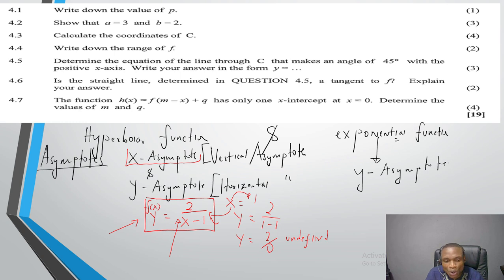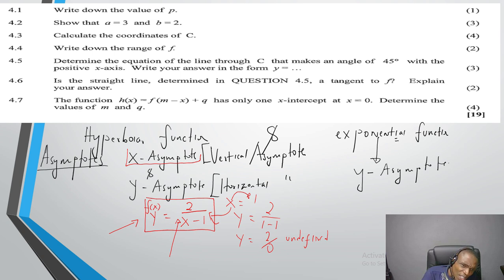So what is the y asymptote? The value of y which does not have any x mapping with it. For example, let me just say the value of y where you cannot find the value of x. For simplicity, you now know what is the asymptote. What is the x asymptote and what is the y asymptote?